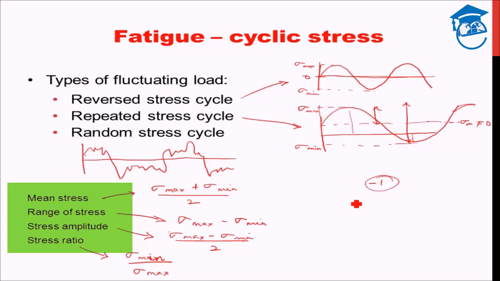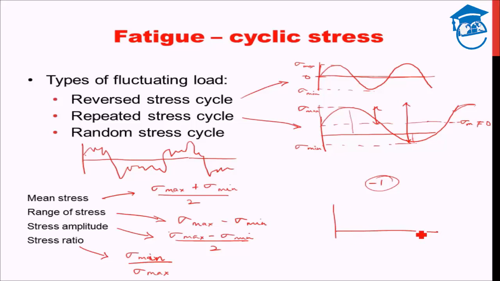that is -1. Okay, now one point to note is that it might even so happen that the sigma min is also actually positive stress. That is, if the 0 is here, it does not mean that the minimum stress should be less than 0. It can so happen that the minimum stress is also actually more than 0. Fine. We understand what are the different types of cyclic loading that can occur, which can lead to fatigue.